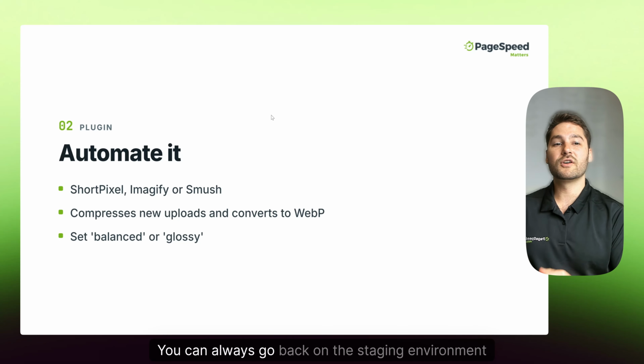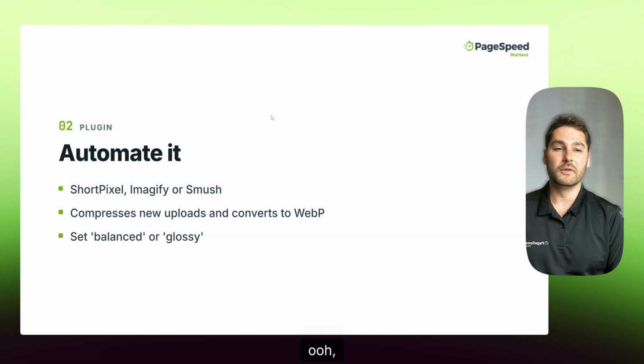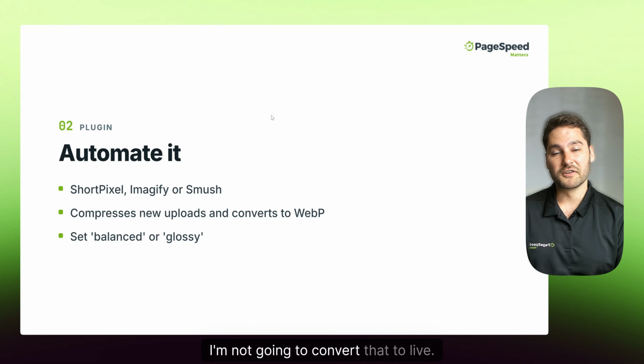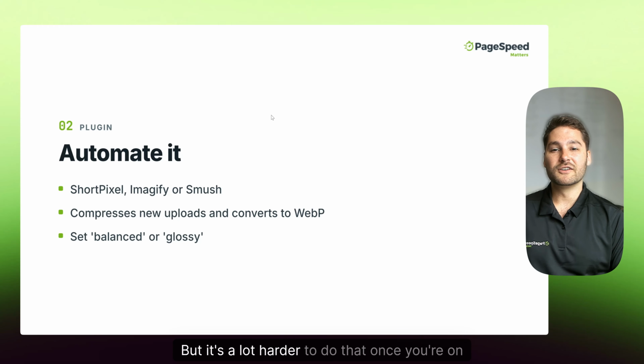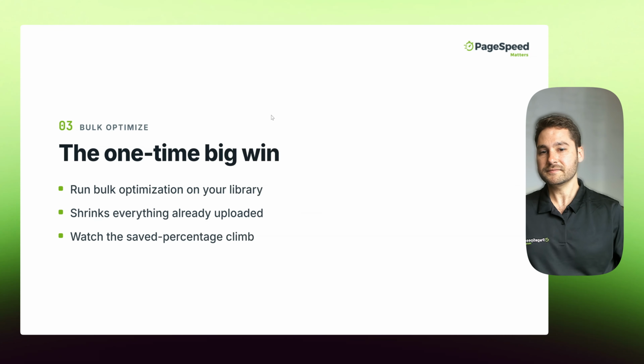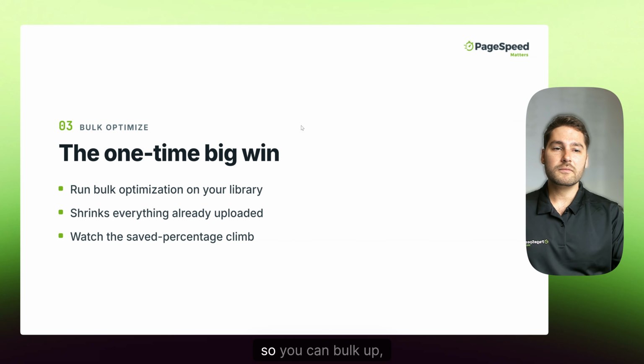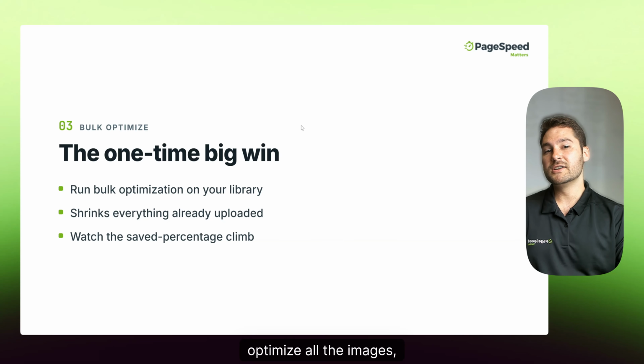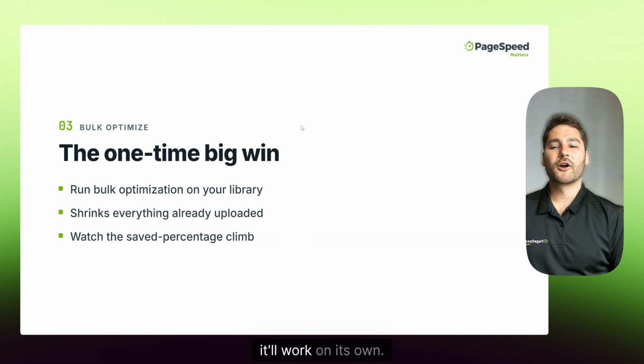You can always go back on a staging environment and say, ooh, that didn't work, I'm not going to push that to live. But it's a lot harder to do that once you're on the live site. Then things are messed up. So you can bulk optimize all the images, go grab a coffee. It'll work on its own.